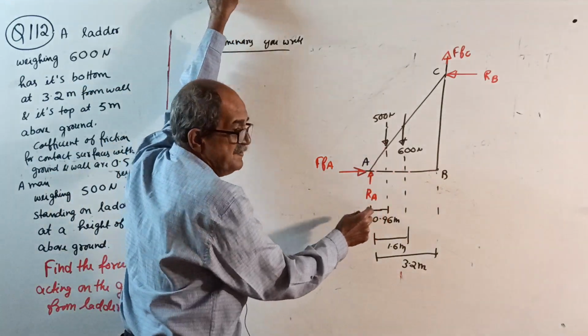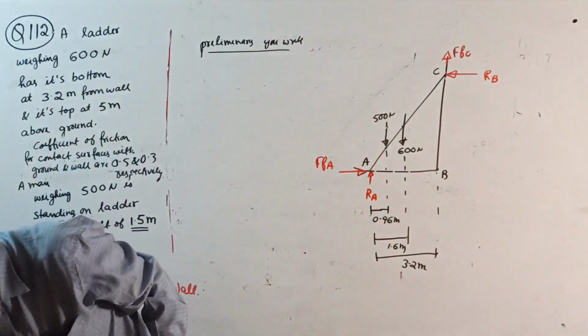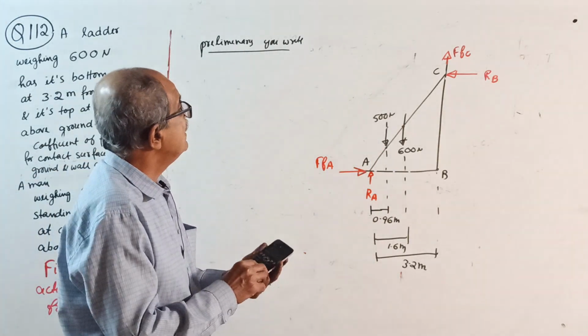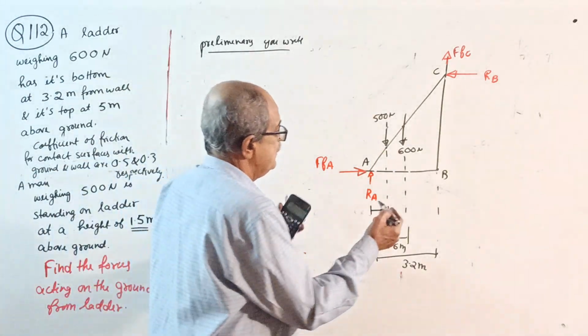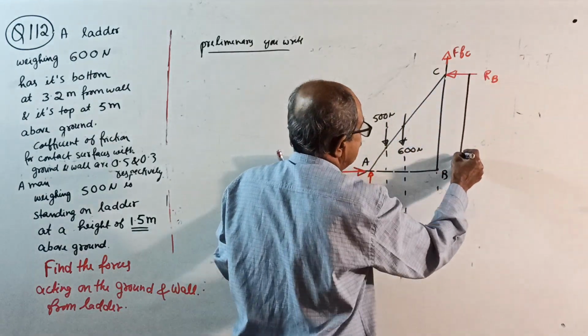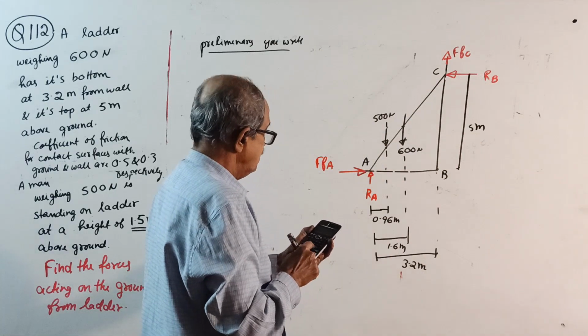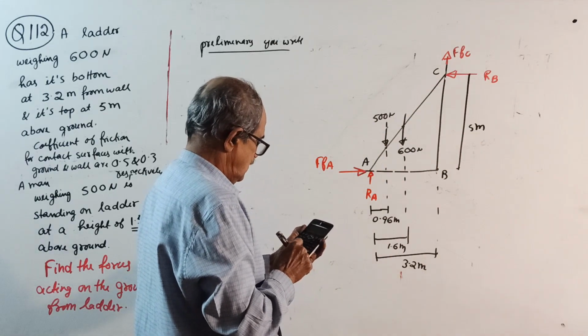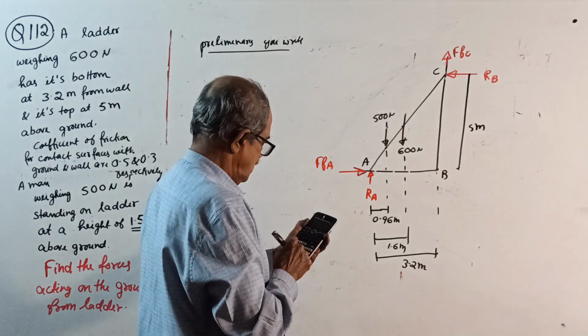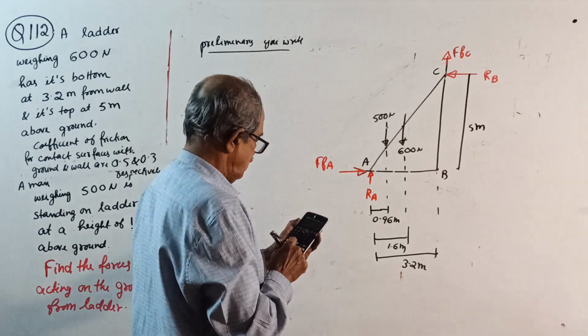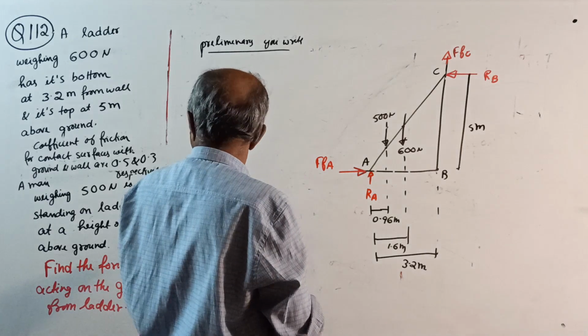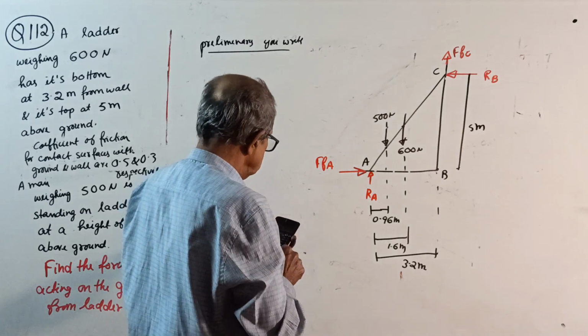1.5 means you know it's 0.96. Is it correct? 0.96? See, I forgot it. I will get it once again. Okay, no problem. This is how much? This is 5 meter. See how easy to find. See now. 5 divided by 3.2. 5 divided by 1.5, 1.5 correct? 1.5 into 3.2.